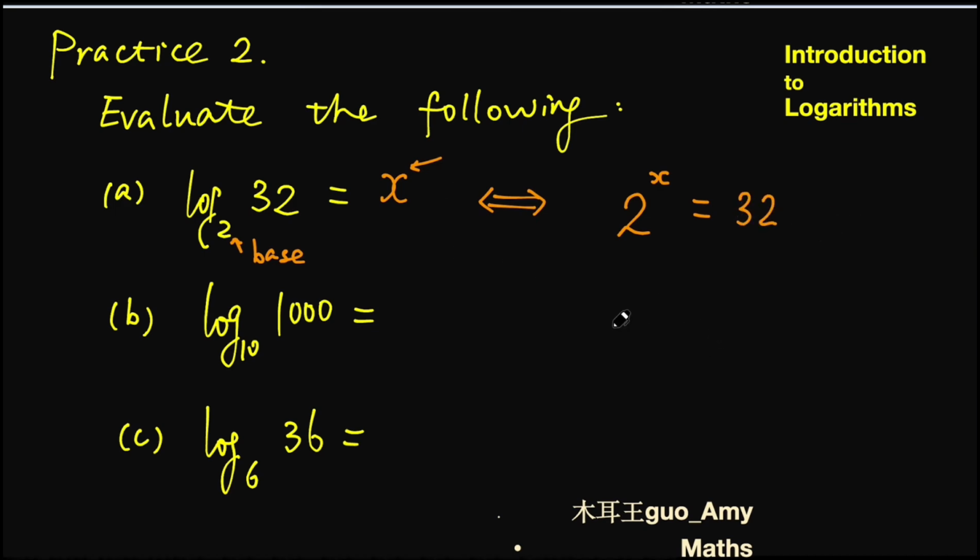We think about what power of 2 gives 32. 32 is 2 to the power 5. Then we know x is equal to 5.